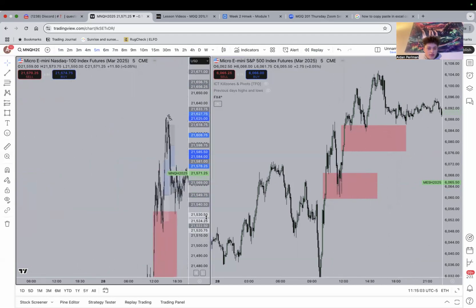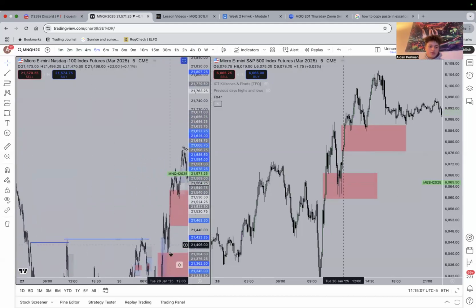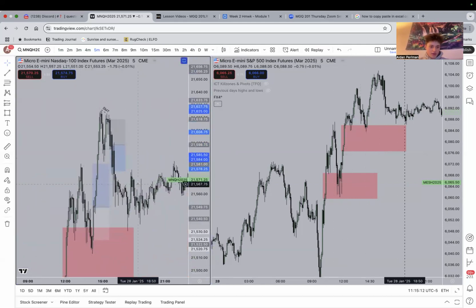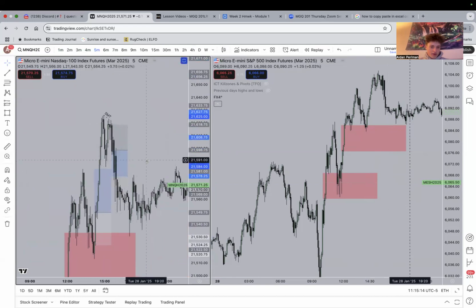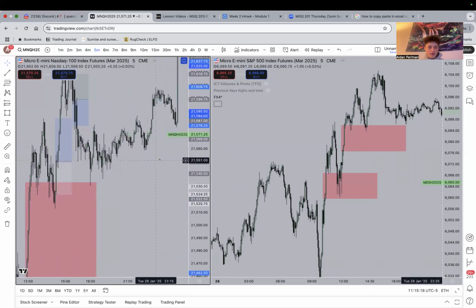Let's actually, yeah, I can see on the 5-minute, yeah, we swept the high. Okay, so we swept the high, create an SMT, and then we inverse this gap right here. Stops at that high, and you take it to 1-to-1. Bang.